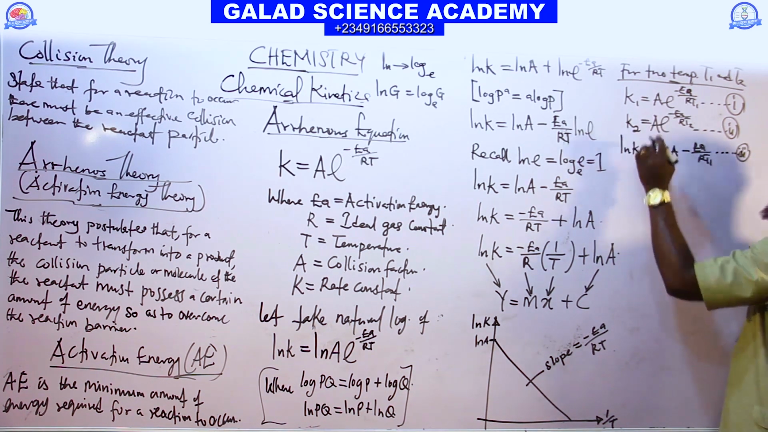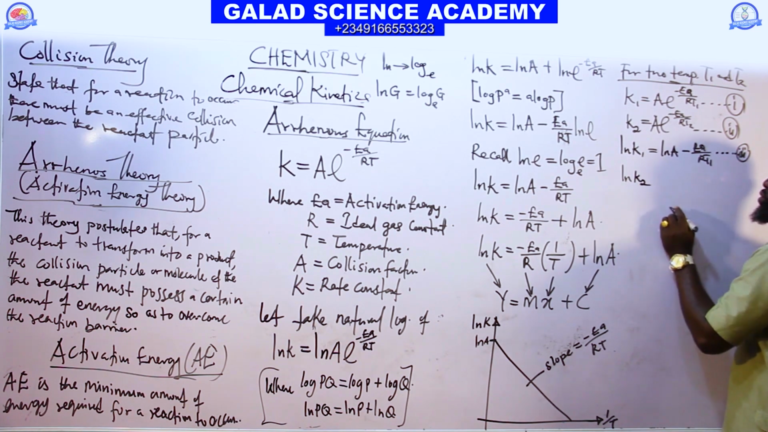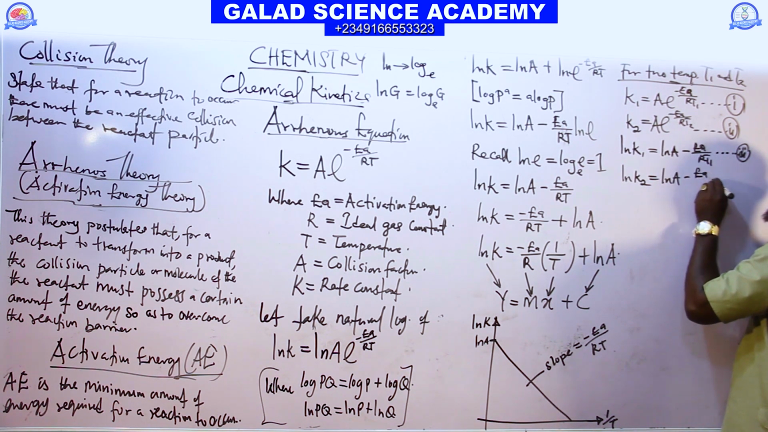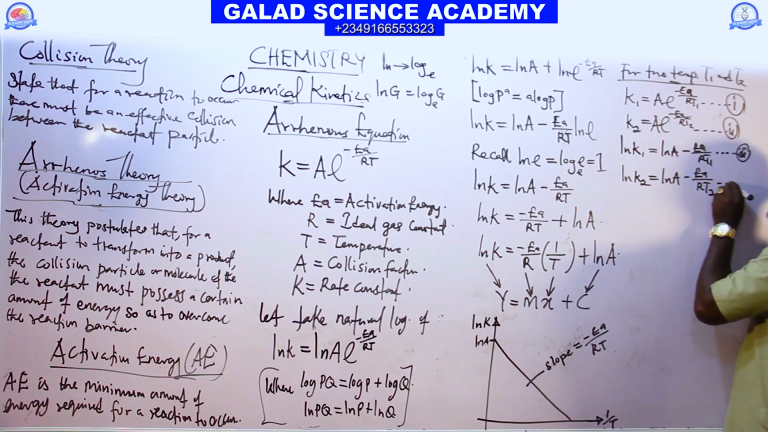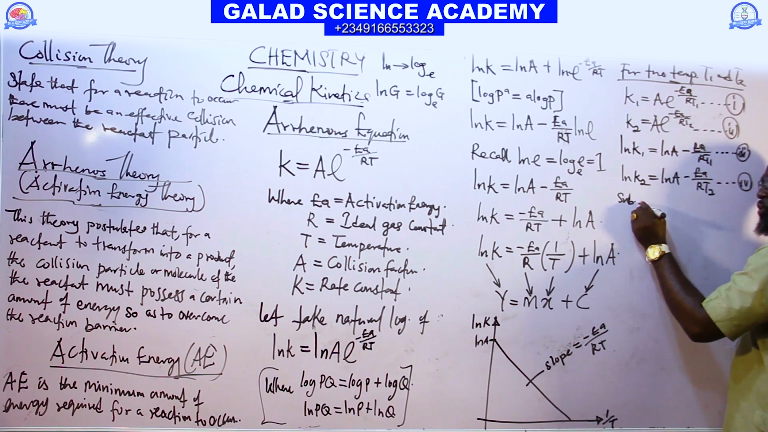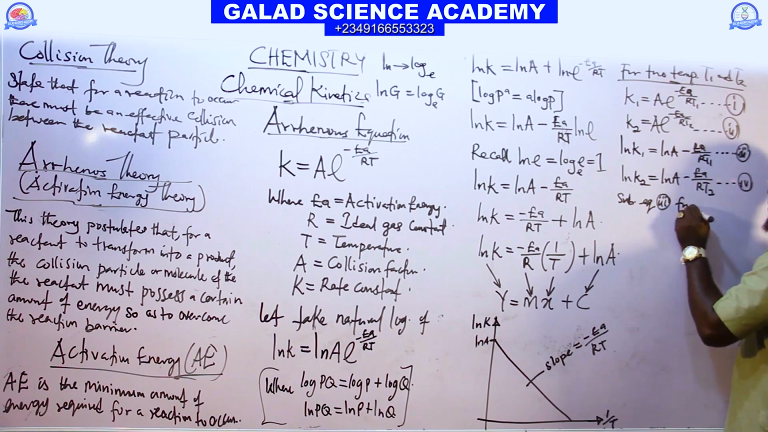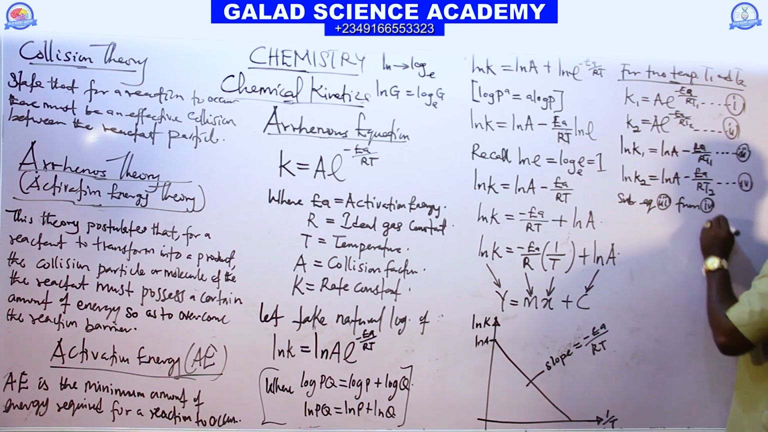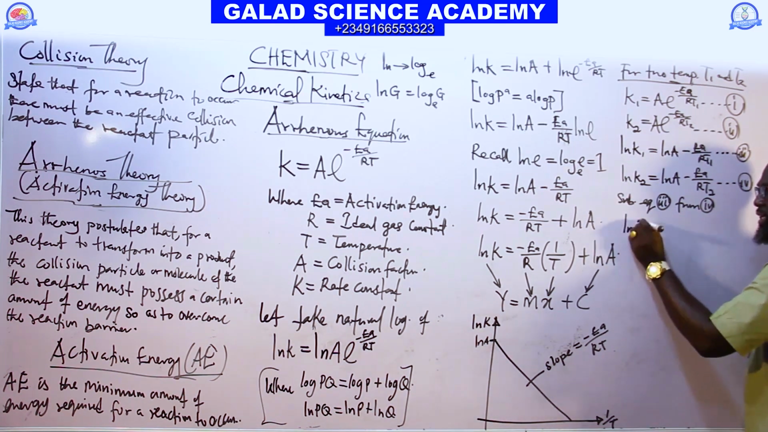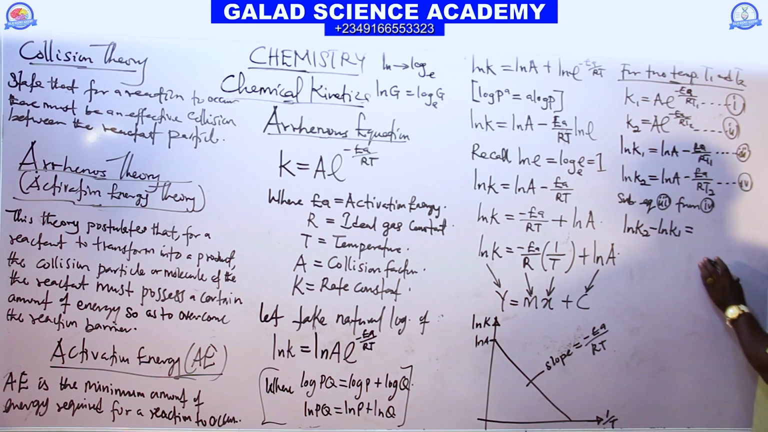So for this, you have ln k2 equal to ln A minus Ea over RT2. This is equation 4. Subtract equation 3 from equation 4. If you subtract 3 from equation 4, we have ln k2 minus ln k1 equal to what?